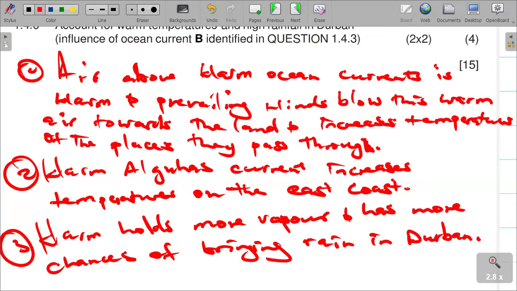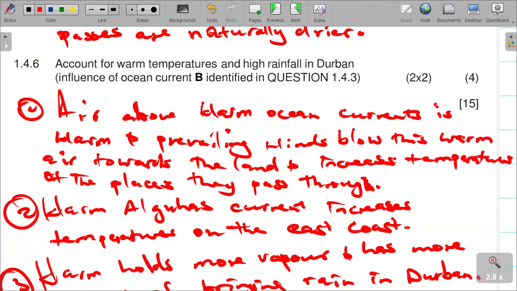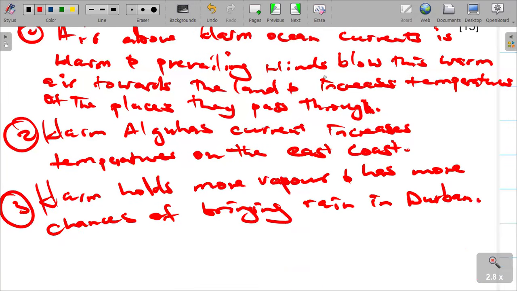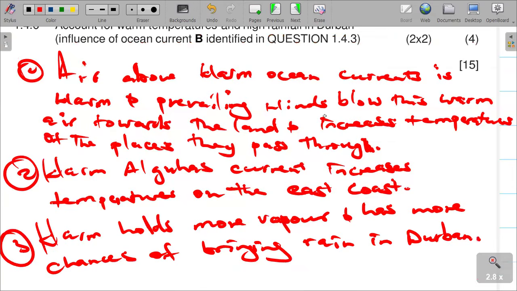That's basically what you need to understand in terms of why we tend to have a high rainfall in Durban. It is because of the influence of the ocean current we are talking about, the warm Agulhas current, and the warm air from there, which makes rainfall very possible in these places. That is one thing that we need to take note of.